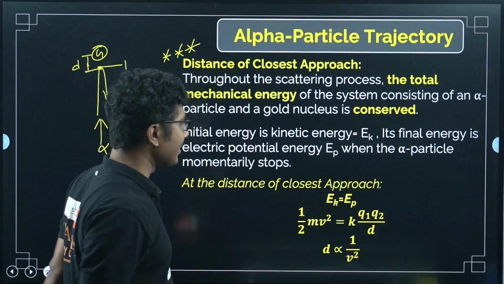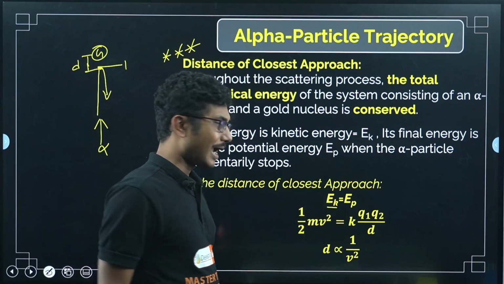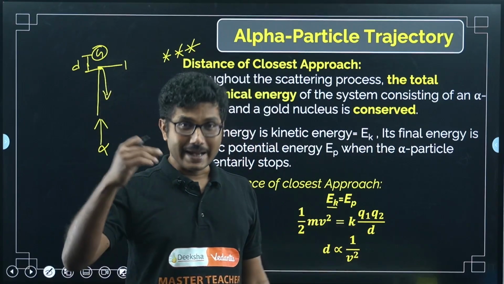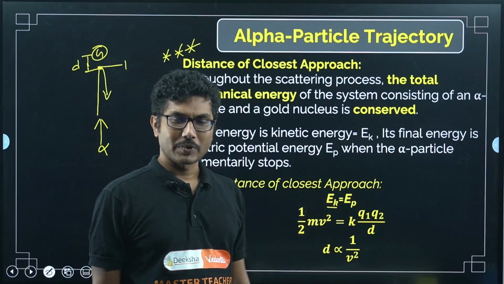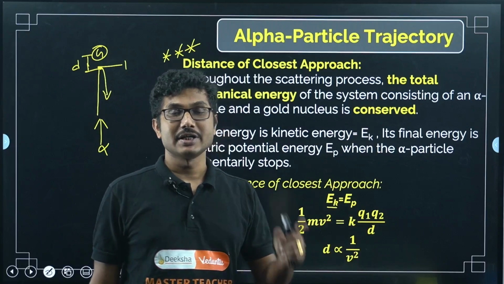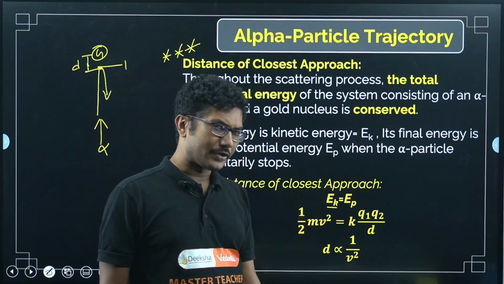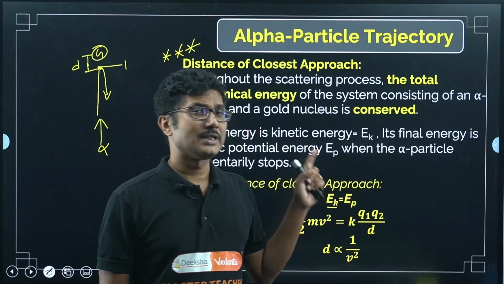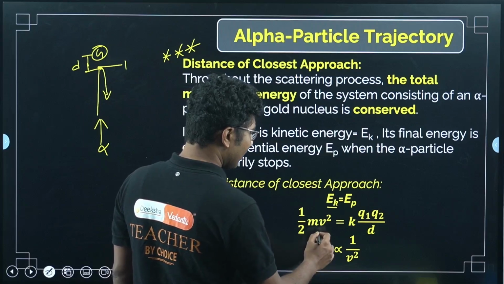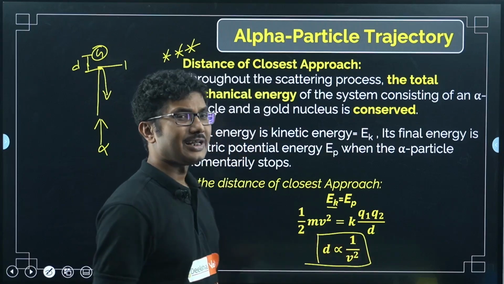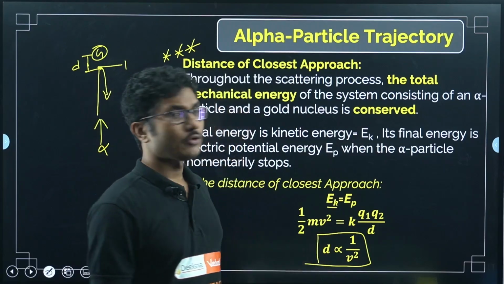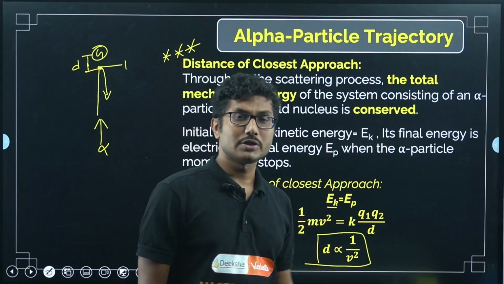From the equation we can see that kinetic energy is half mv square, and electrical potential energy is k q1 q2 by d. If you remember in our electrostatic chapter, we learned that potential energy is k q1 q2 by d. The values of q1 and q2 are 2e and Ze, but I am not interested in all the values. What I am interested in is that the distance of closest approach is inversely proportional to the square of the initial velocity.